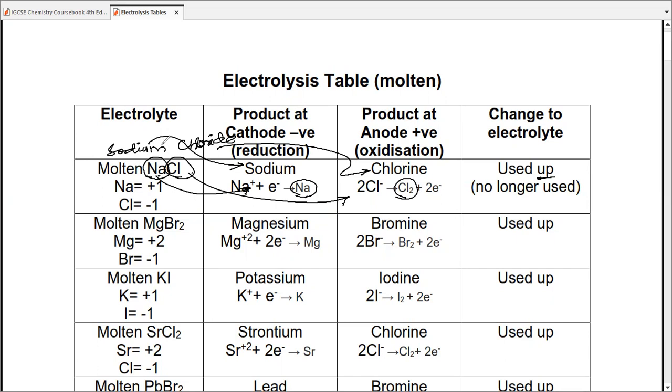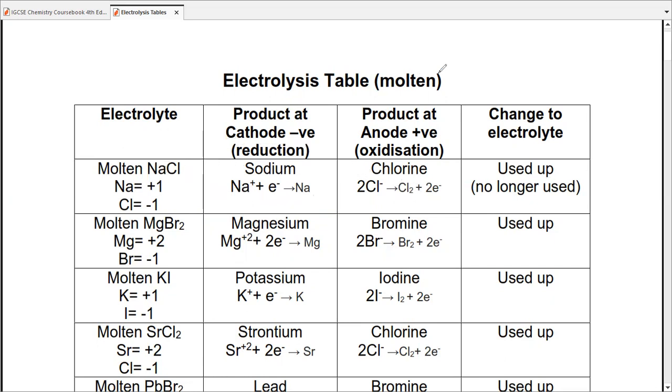So whether we talk about the name or we talk about the formula, something on the left goes to the cathode, something on the right goes to the anode, and metals and nonmetals respectively form at cathode and anode. I hope that makes sense to you both, right? Yes, sir. Okay, so let's practice further compounds.